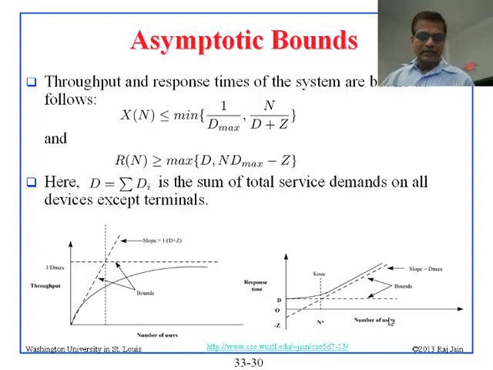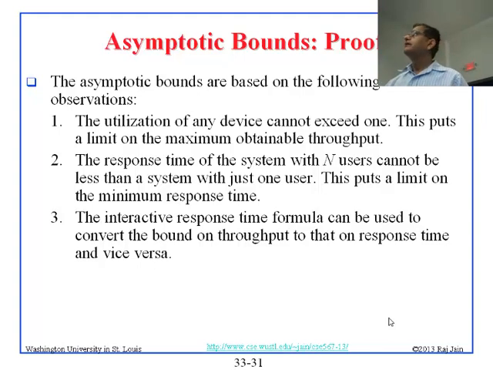All right, now let's see how the system comes about. The proof is basically based upon three things. First of all, the utilization of any device cannot exceed 1. That puts a limit on the maximum obtainable throughput. So the bottleneck device has the highest utilization, and it will be 1 in the worst case, in the highest throughput case. And the response time of a system with any number of users cannot be less than that of a system with just one user.